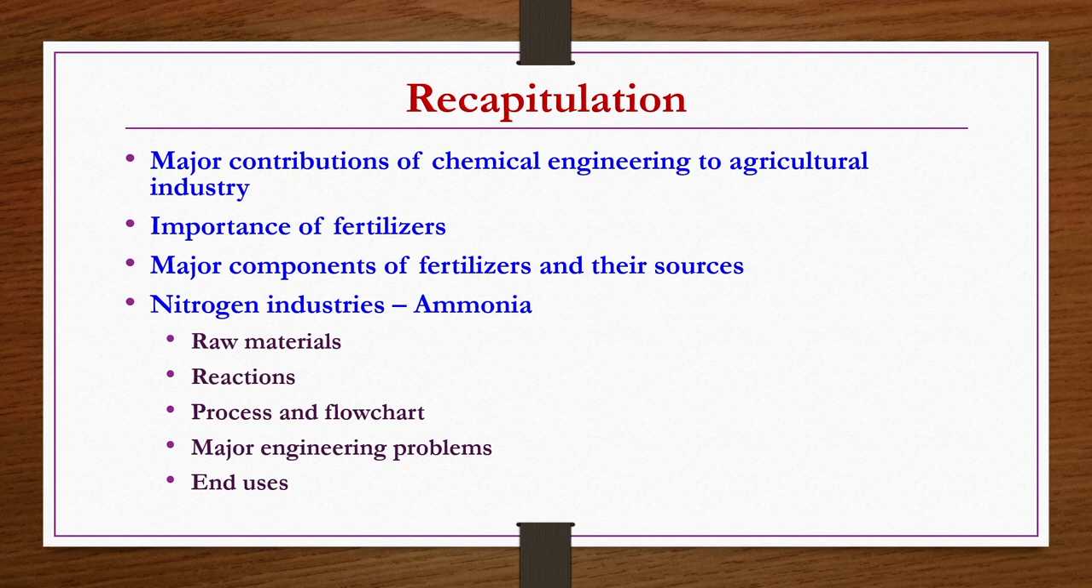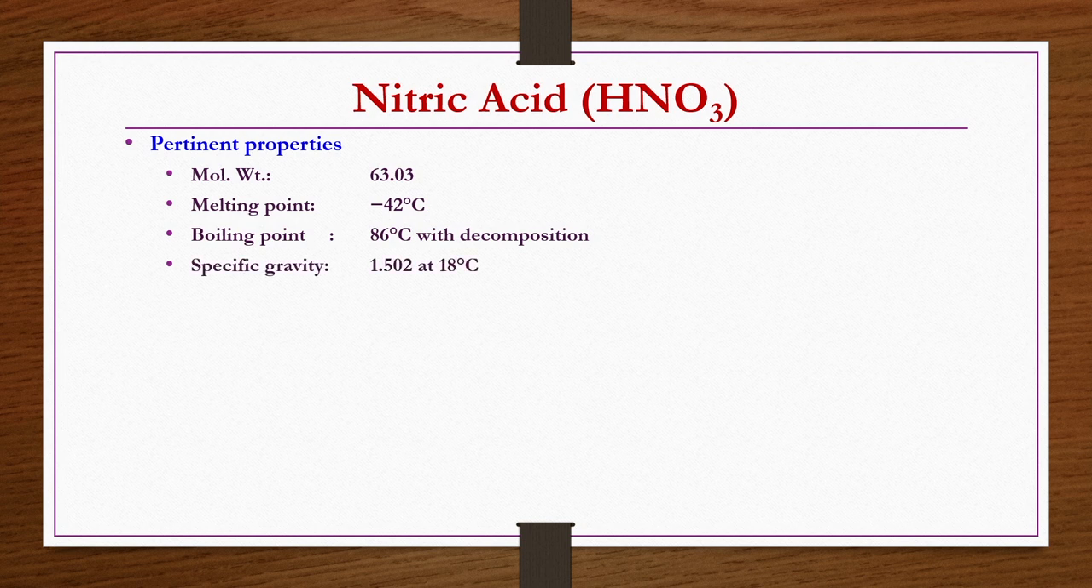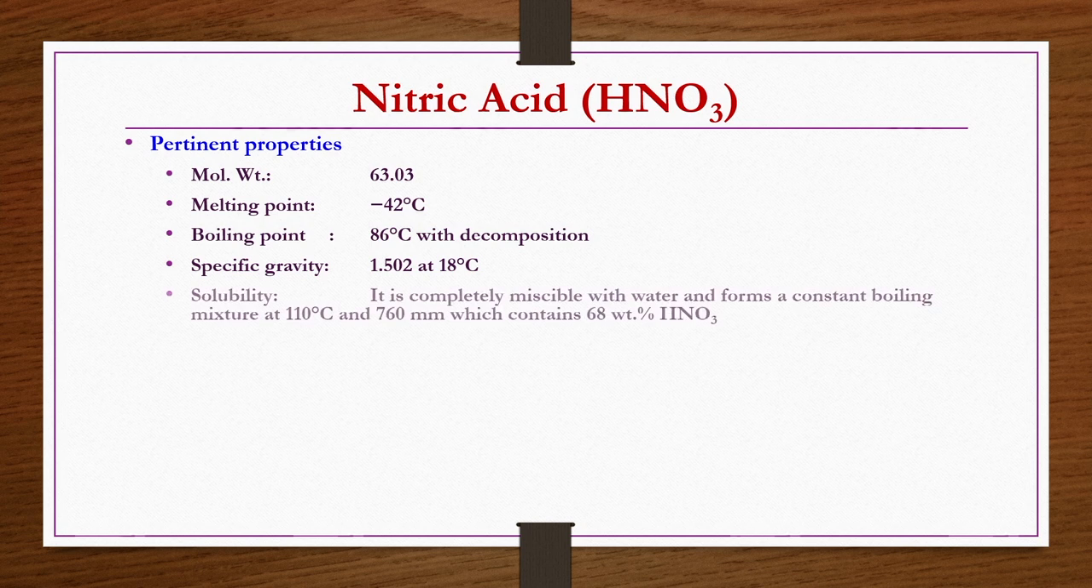In today's lecture, we are going to discuss nitric acid. Before going to the production and engineering problems of nitric acid plants, we start with its pertinent properties. Molecular weight is 63.03, melting point is minus 42 degrees centigrade, and boiling point with decomposition is 86 degrees centigrade, because it decomposes as the temperature reaches 86 degrees centigrade, rather than completely boiling. Specific gravity is 1.502 at 18 degrees centigrade. It is completely miscible with water and forms a constant boiling mixture at 110 degrees centigrade and 760 mm, which contains 68% by weight of nitric acid.